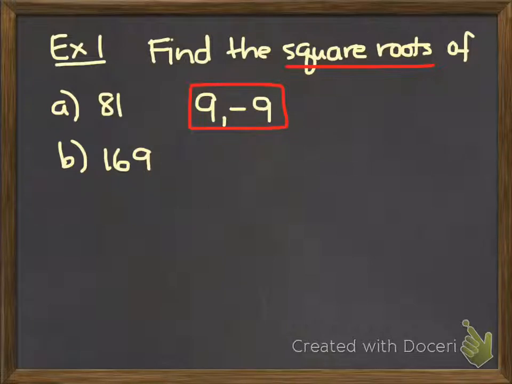Okay, the square roots of 169 are positive 13 and negative 13, and that's because 13 times 13 is 169, and negative 13 times negative 13 is also 169.